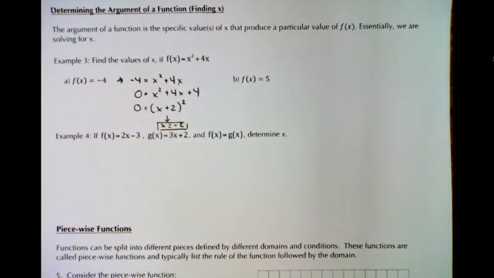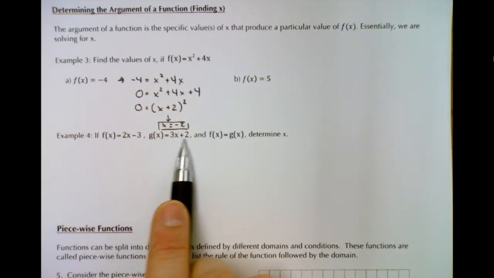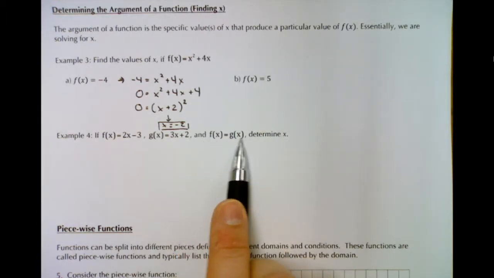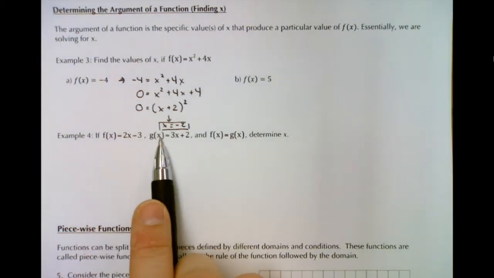Example 4. If f of x is 2x minus 3 and g of x is 3x plus 2, tell me what x is when the two functions are equal. So that means we're going to take f of x and set it equal to g of x.